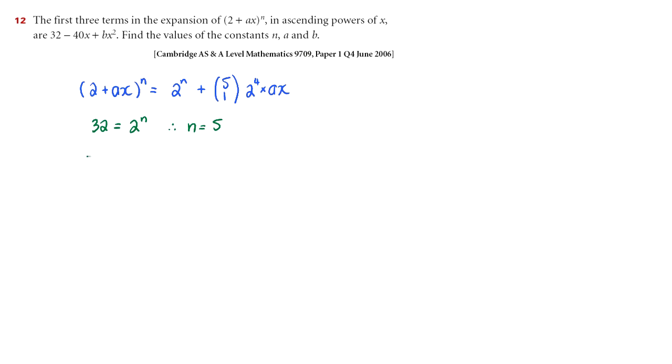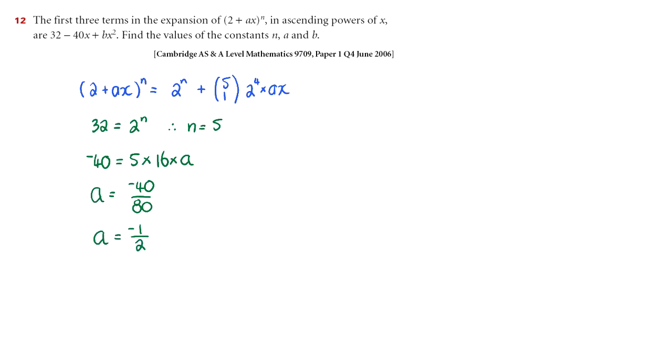So we can say that negative 40 is equal to 5C1, which is just 5, multiplied by 2 to the 4, which is 16, multiplied by a. We don't use the x because we took out the coefficient of the x. Well, that's an equation we can solve. If we rearrange it, 5 times 16 is 80. We'll get a is negative 40 on 80. And simplifying, a is negative a half.